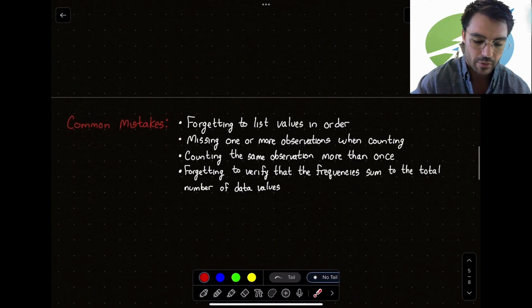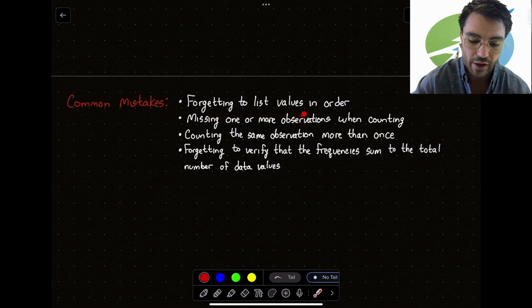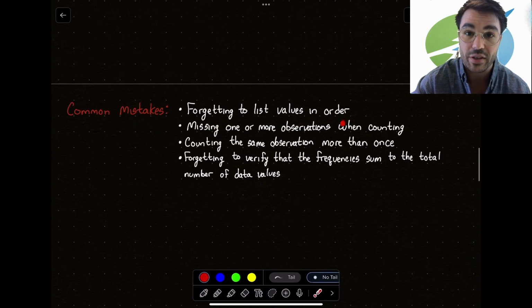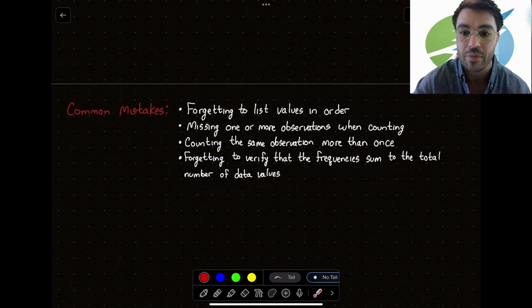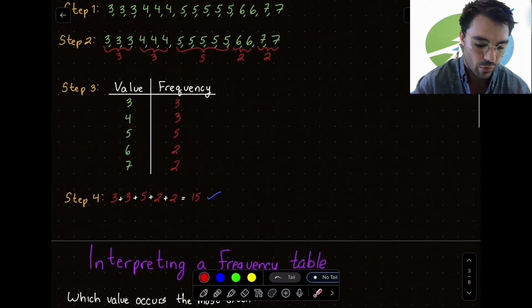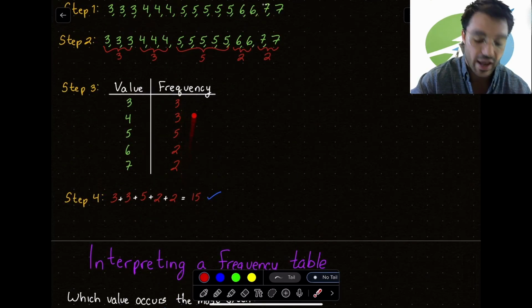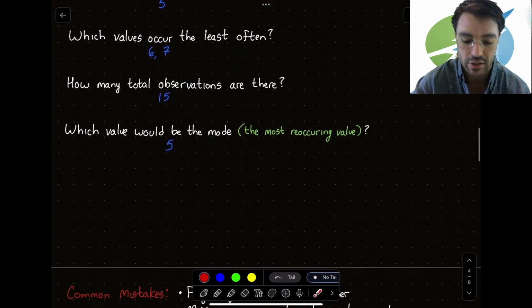Cool. Common mistakes we see with a frequency table: forgetting to list values in order. It's important they are always in ascending order. Missing one or more observations when counting. Be careful with your count. Counting the same observation more than once, and forgetting to verify that the frequencies sum to the total number of data values. Okay, they must add up to the amount of values. This column here must add up to the amount of values we have. It's always good to double check that.